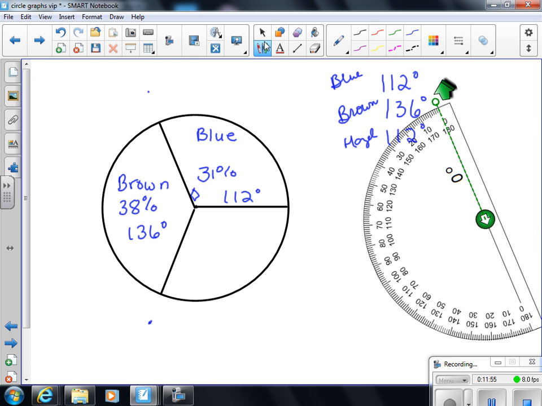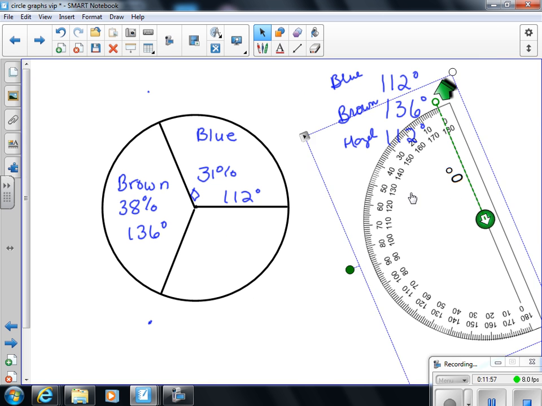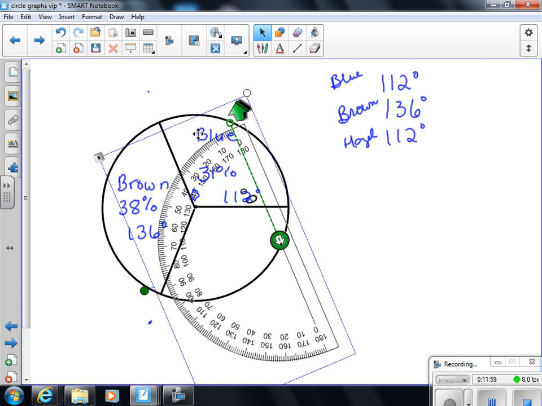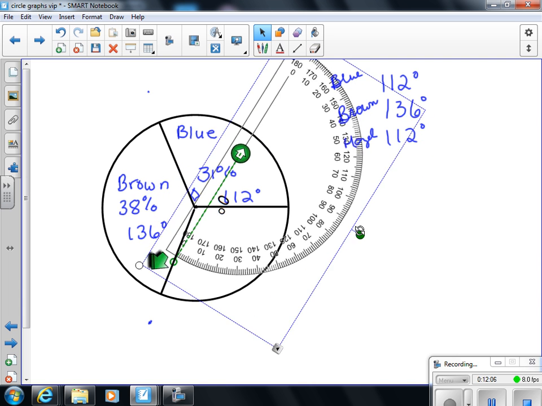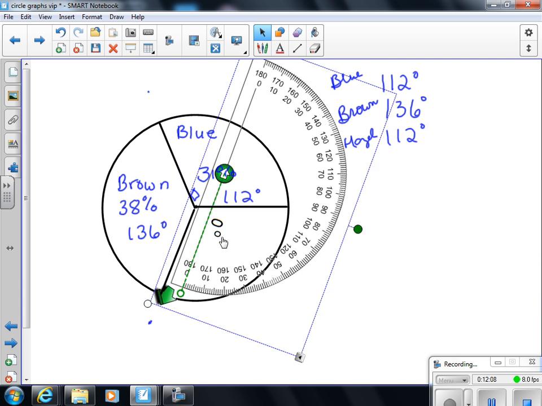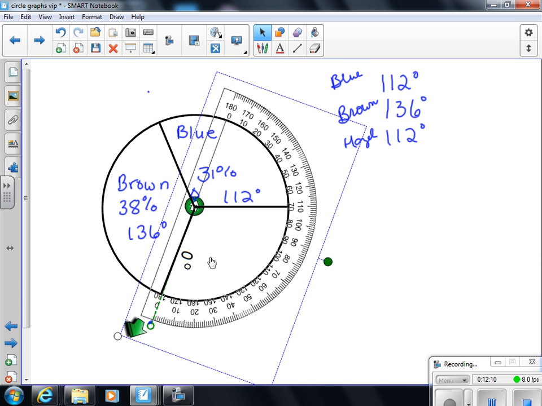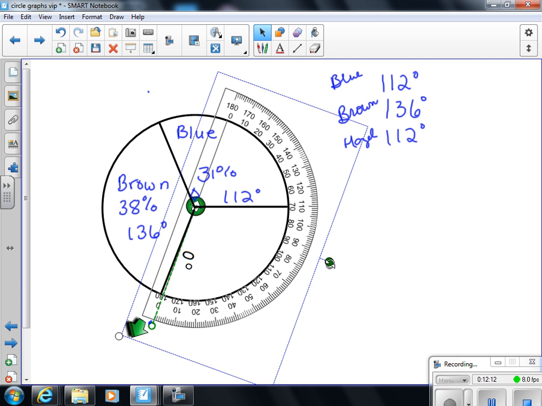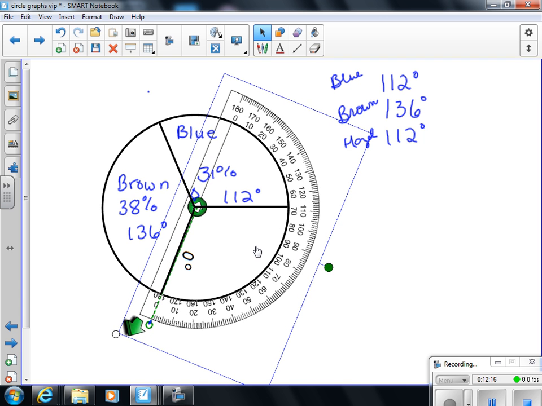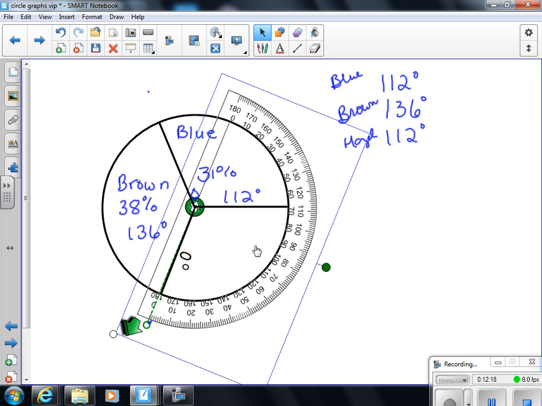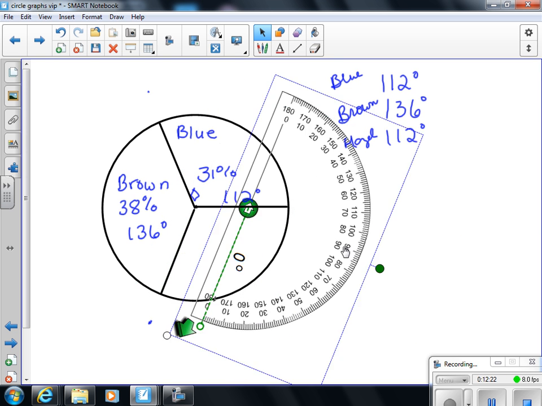Now, do we need to draw the third part? Well, let's double check it. Get your protractor out, and again, you need to rotate it so that this new segment is your new baseline. And let's see if this is going to be about 112. Does it look like it? Sure does. Okay, so I have to label that part.